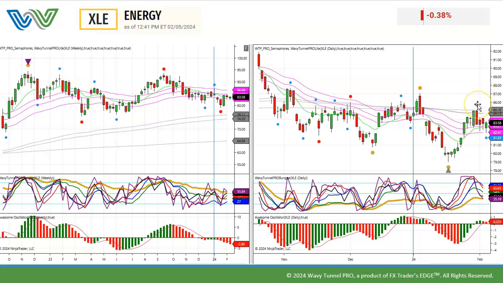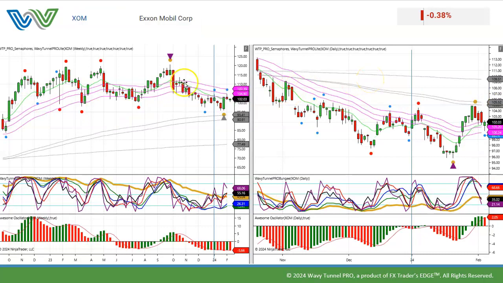Looking at ExxonMobil Corp, same sort of pattern, sideways consolidation on the weekly chart. Again, we didn't quite make it to the tunnel here. And on the daily chart, the wave is still below the tunnel.